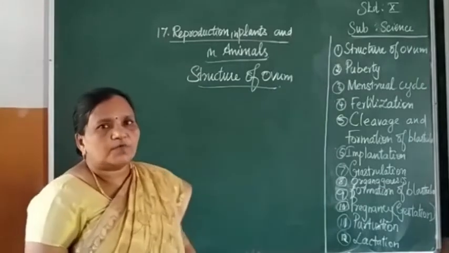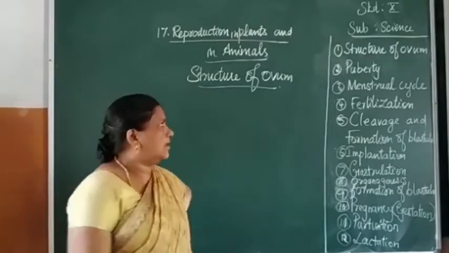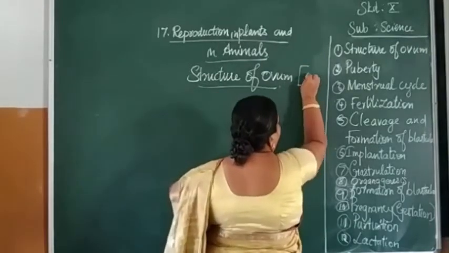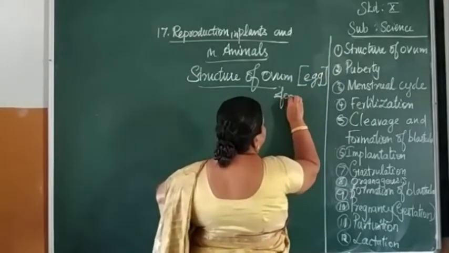Ovum. What is ovum? Ovum is sometimes called the egg. It is a female sex cell. So the other name of ovum is egg and it is the female sex cell.